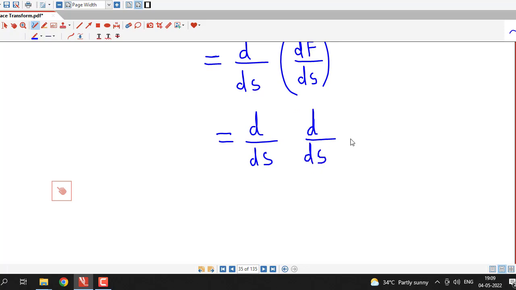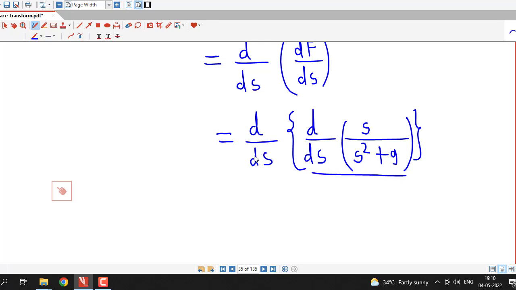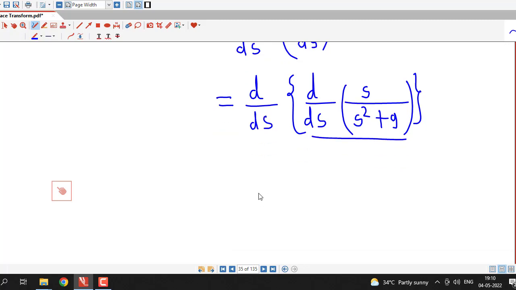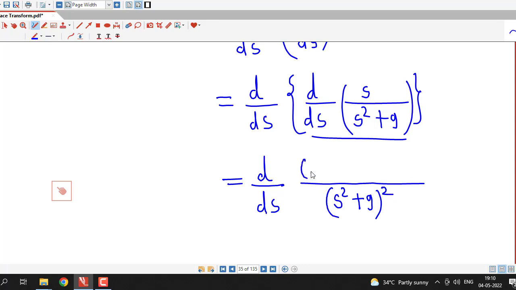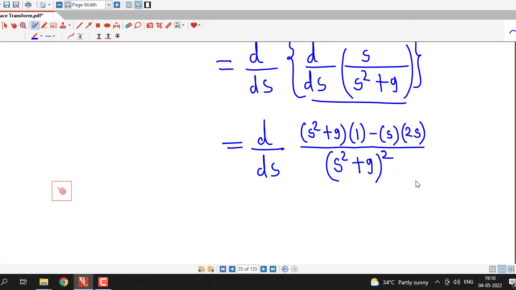So I write one more step. I first substitute value of f of s, which is s divided by s square plus 9, and whatever we will obtain here, that we have to differentiate again with respect to s. First we write down derivative of this. Here we apply division rule for derivative. In the denominator I take square of s square plus 9, and I keep s square plus 9 as it is. Derivative of s is 1, minus s as it is. Derivative of s square plus 9 is 2s.